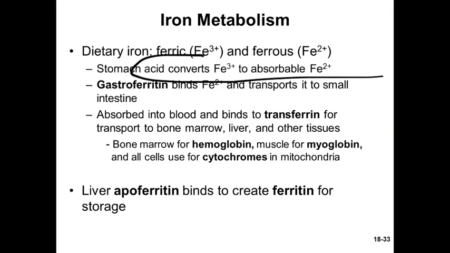One that I did not mention yet are the cytochromes. Cytochromes are a series of molecules found in the mitochondria which are critical for energy production. So again, if you are anemic, what do you complain about? You complain about not having enough energy, because without iron, you're not able to make adequate ATP.